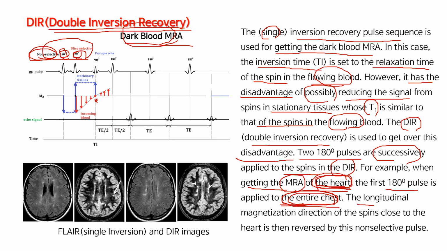Then the longitudinal modulation direction of the spins close to the heart is reversed by this non-selective pulse. So the spins near the heart, the longitudinal modulation direction is changed by this non-selective 180-degree pulse. Okay. So this arrow indicates the longitudinal modulation of the stationary tissue. Okay, this is reversed by this 180-degree pulse.